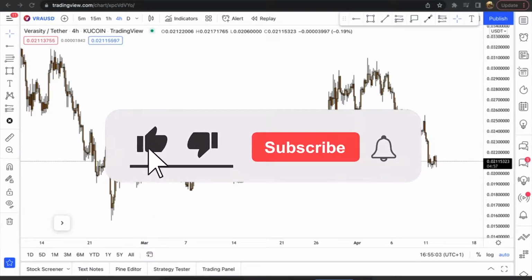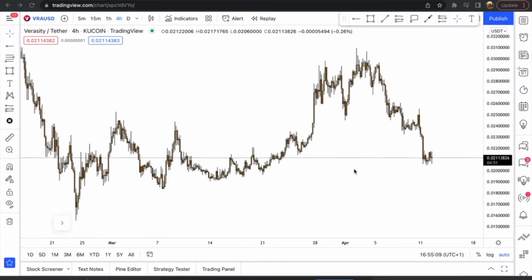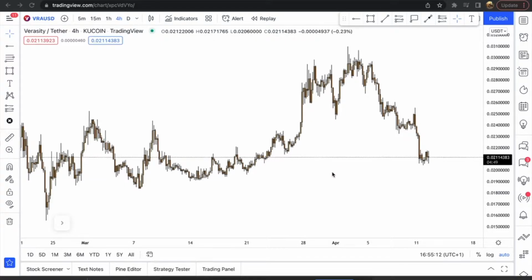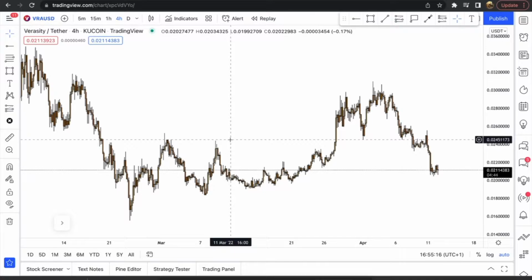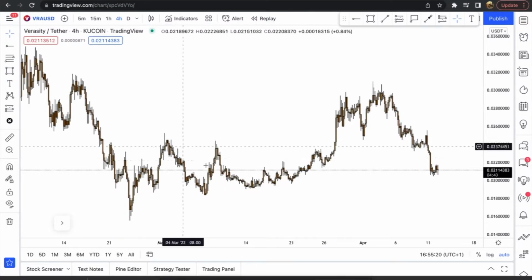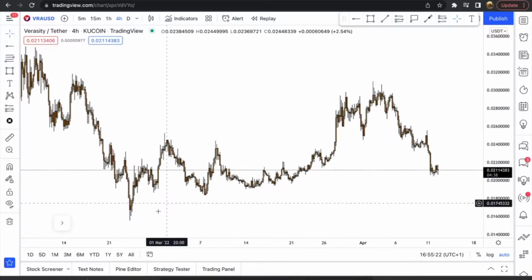So I'm covering Verasity for you today, VRA USD on the 4H time frame. Now, I deleted all analysis from the previous videos. I just wanted to look at this market structure that we've got here. I just want to make the charts look really clean and simple for you. So I'm just going to go back in time a little bit, not too far, end of Feb, beginning of March, and just go over this.